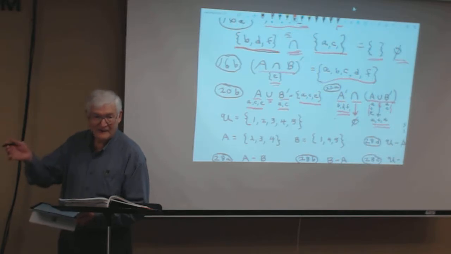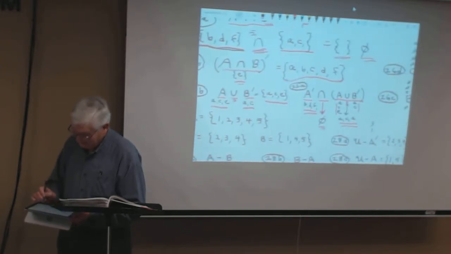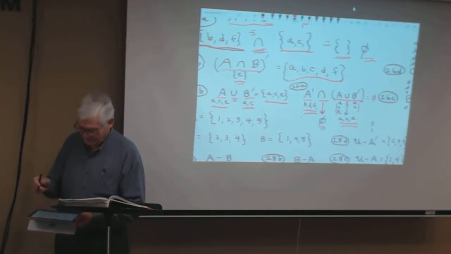What do they have in common? Nothing. So the answer is the empty set. Or, if I was working this out, the complement of A intersect the union of A and the complement of B equals the empty set. See, there's no way you would know that without doing all this scratching around on here.